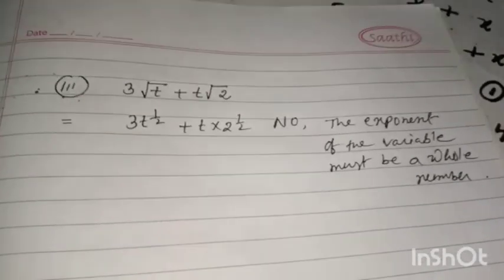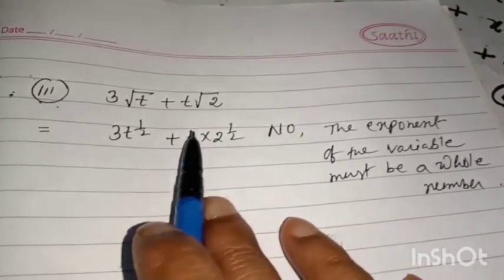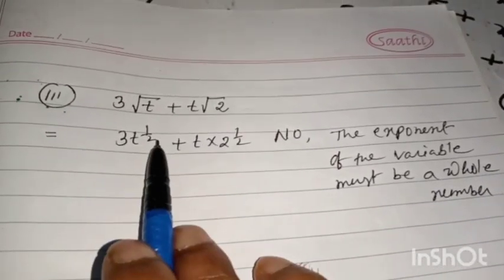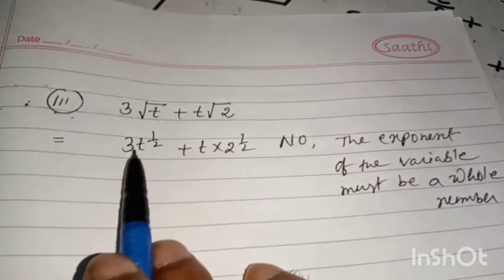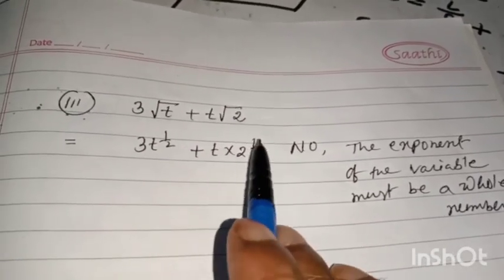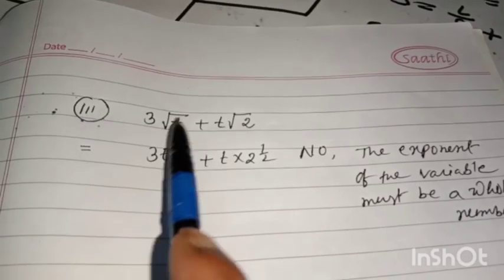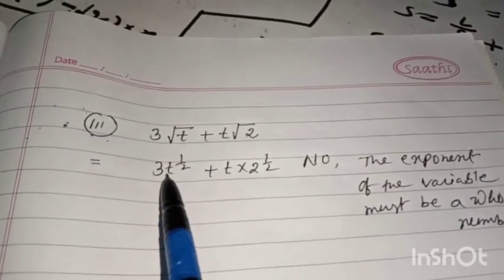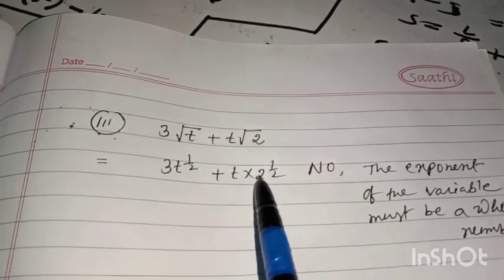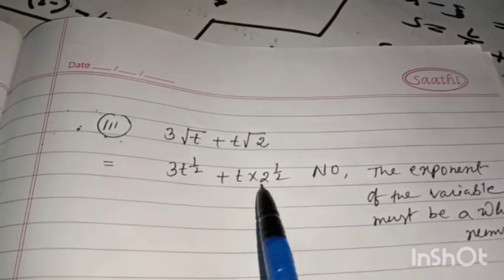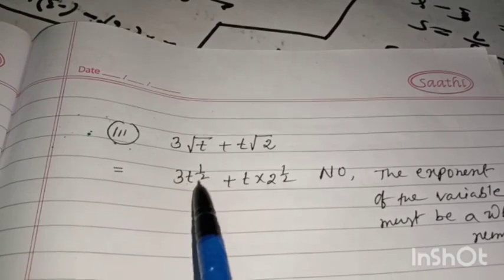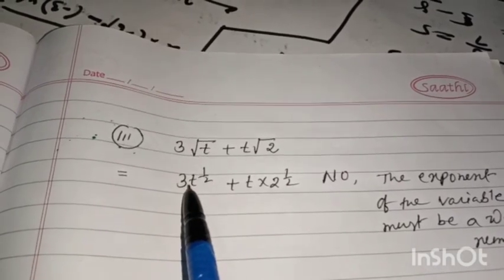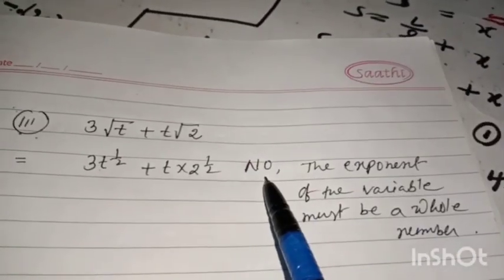Third one, you can see what is there? 3 root t plus t root 2. If you break it, 3t to the power half plus t into root 2. You can see half is the root value. You can see you are getting an exponent on the variable. This exponent on the constant is not a matter, no problem, because it is a constant. But this t is the variable, so you are getting an exponent on the variable. So the answer is no, it is not a polynomial.